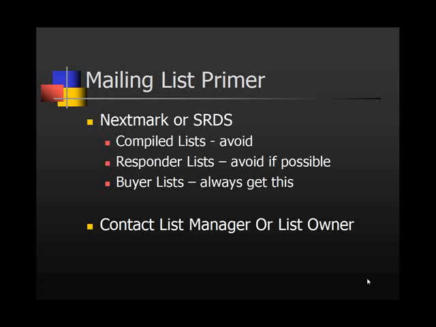So once you pick a list from Nextmark or SRDS, every single list should usually have some kind of contact information for a list manager or a list owner, and this is where you basically email them, giving them a background about yourself, and then expressing your interest in renting a portion of the list. So watch the next video that talks about picking a list from Nextmark and then contacting the list manager or the list owner.